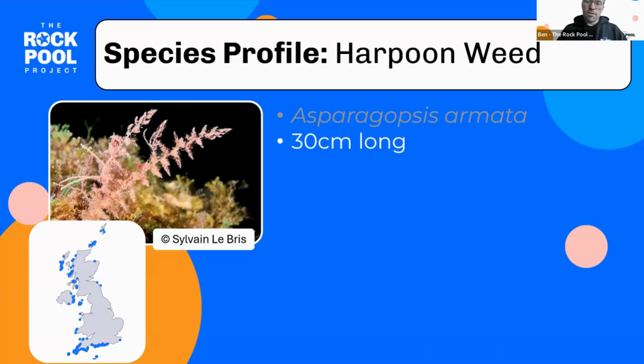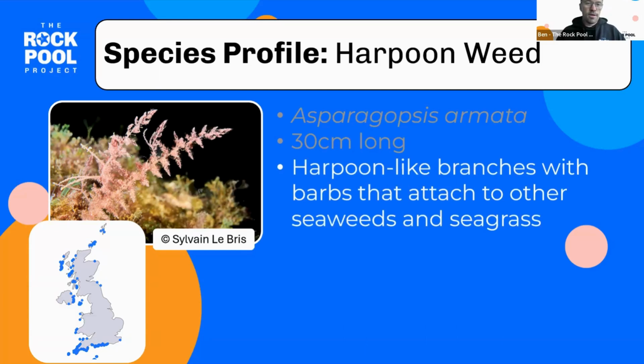That's quite big, I would say, in my experience. Maybe elsewhere in the world, it might grow that size. I would say 15 to 20 centimeters long is more typical. And the key thing to identify this particular species are harpoon-like branches. You can just about see them in the picture here. I did manage to get another picture off of iNaturalist that shows them better, which I'll show in the next slide. And these branches, they can attach to other seaweed.